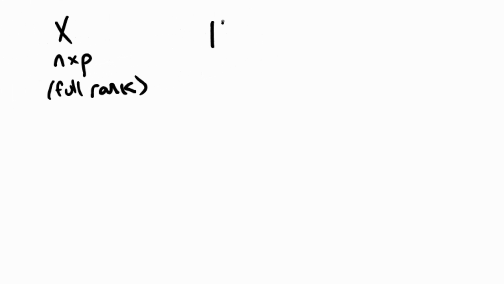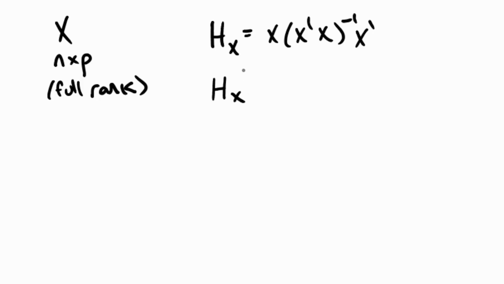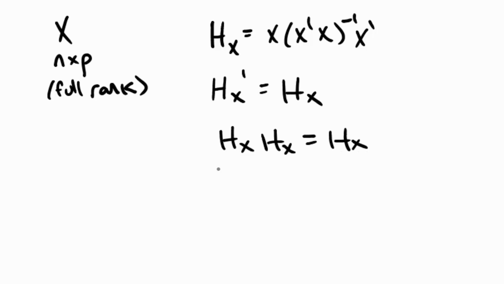I'm going to need some notation, so let me define H(X) to be X (X^T X)^{-1} X^T. A couple things to note about H(X). One is H(X) is symmetric, and two is that it's idempotent. Another interesting fact is that I minus H(X) is both symmetric and idempotent as well.